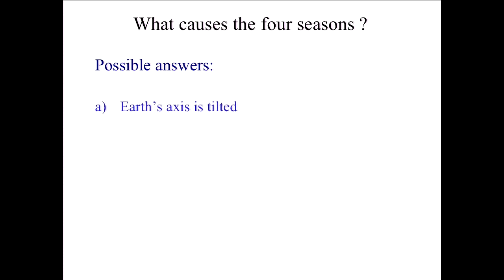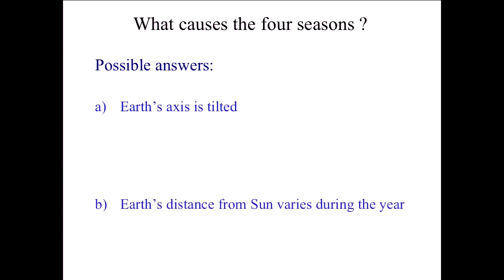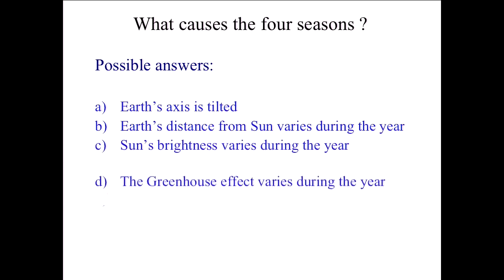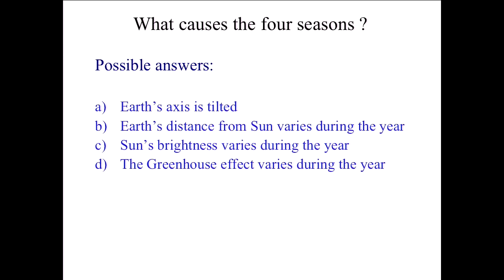Well, there's some possible answers. The Earth is tilted on its axis, like we mentioned. The Earth's distance from the sun varies during the year. The sun's brightness varies during a year. And maybe the greenhouse effect that traps the sunlight varies during the year. These are some of the answers. You might think of other answers. Why in the world do we have 4 regular seasons?